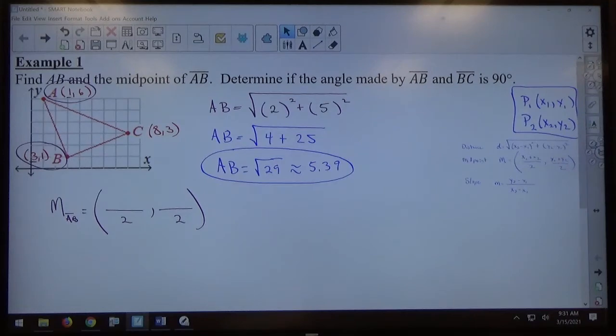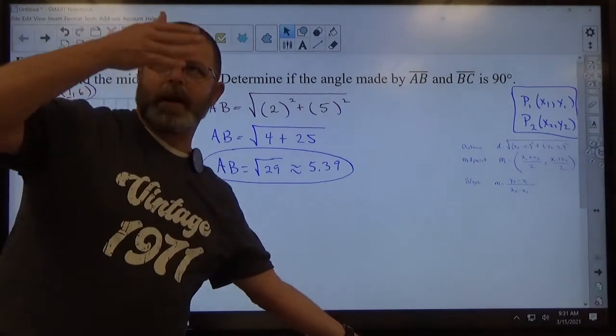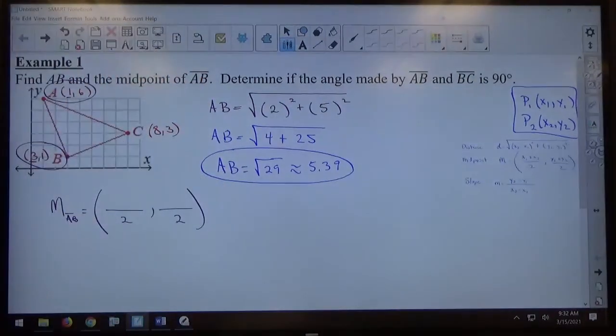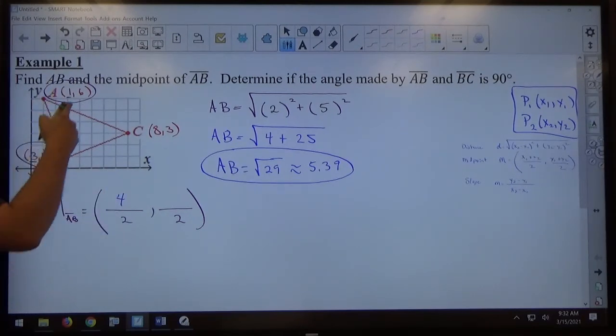And all midpoint is an average, and you average things by adding and dividing by 2. So if you have midpoint and average kind of equivalent in your brain, I'm going to average the x's, so I'm going to add them together. So 1 plus 3 is 4 over 2. 6 plus 1 is 7 over 2.